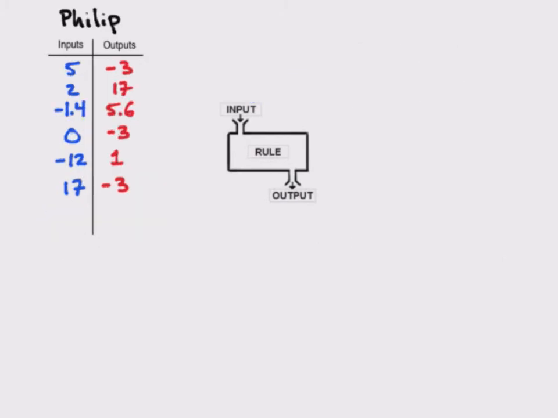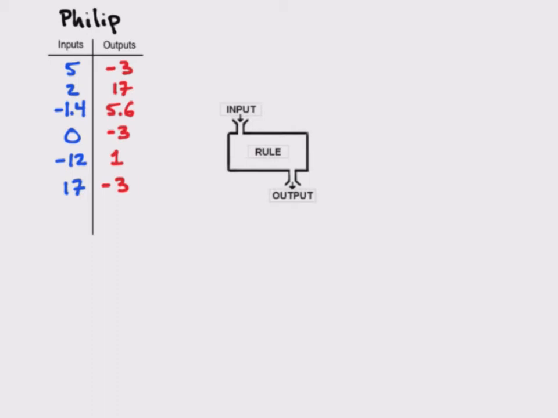Let's take a look at another function. Let's call it Philip. Now, I've already filled out this input-output table with some of the inputs and outputs for this function. Now, I hope that you haven't tried finding a formula for this function because, to be honest, there isn't one. I just picked random numbers.